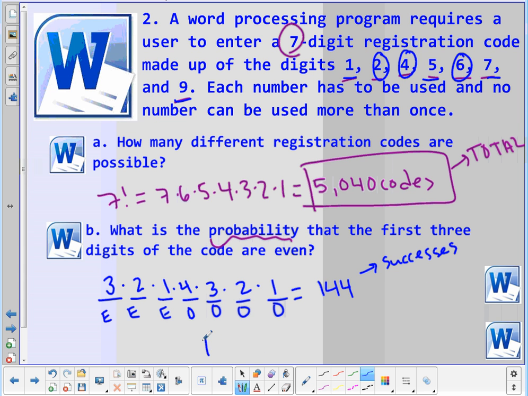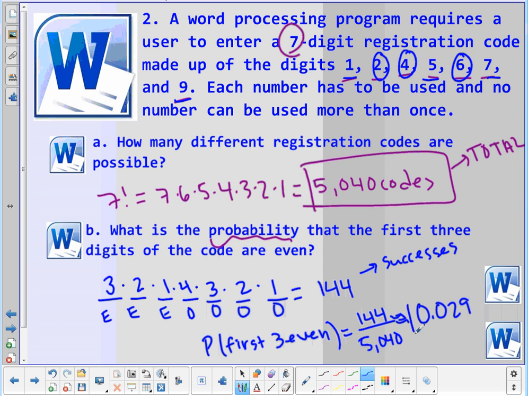And then when I find the probability of first 3 even, that's going to be 144 out of the total 5,040. And that gives me, again, this is approximately equal to 0.029.